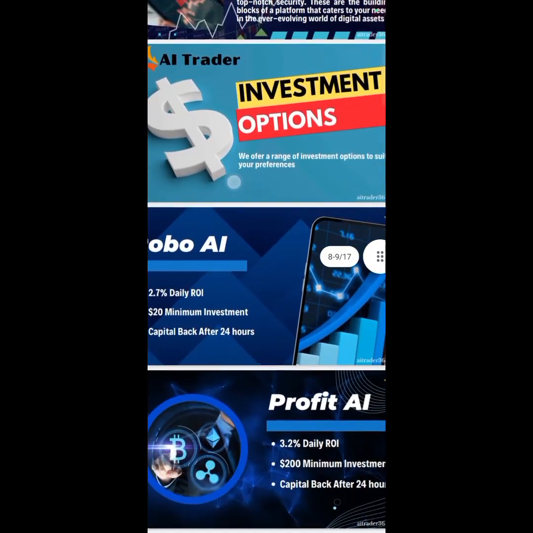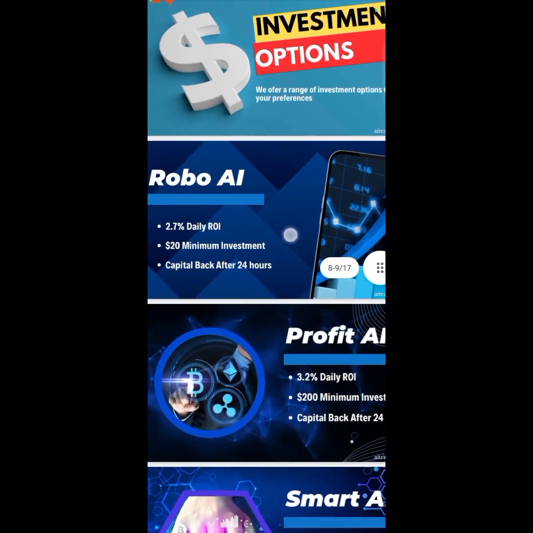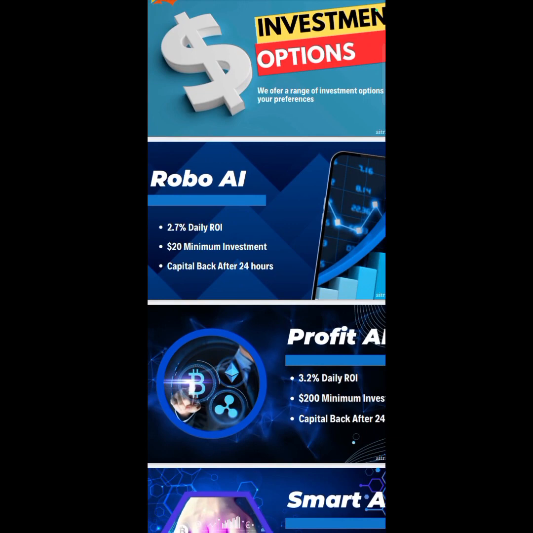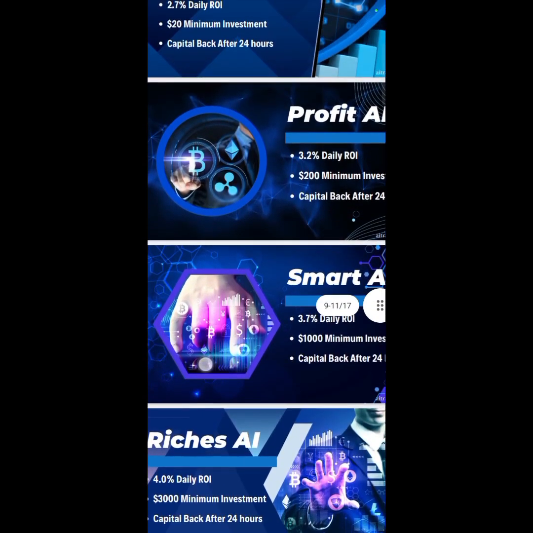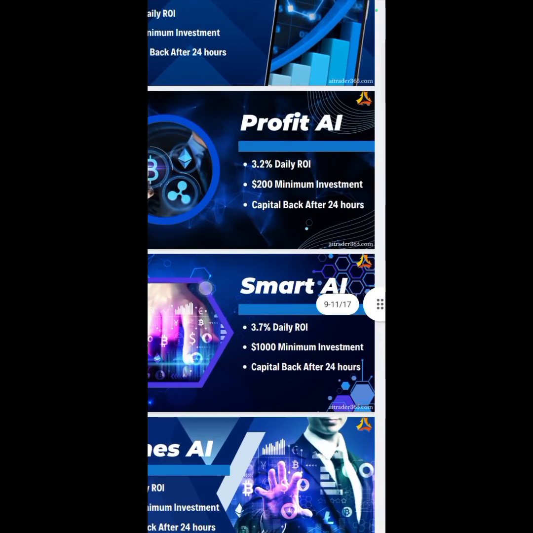So robot 1 is going to be giving you 2.7% daily real, minimum investment is 1, 20 and other things. Capital after 24 hours. You can see the second one. This one is 3.2 real daily.